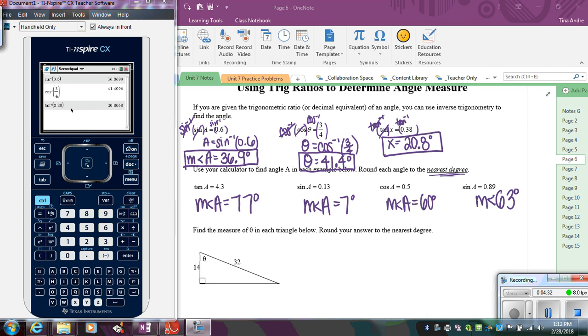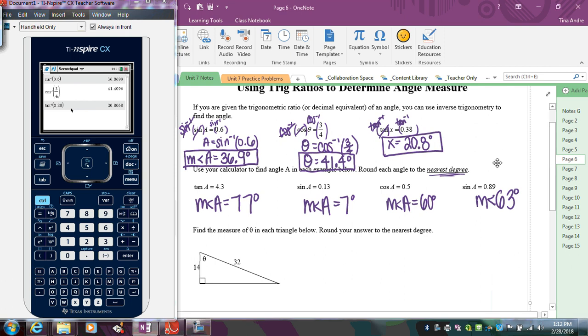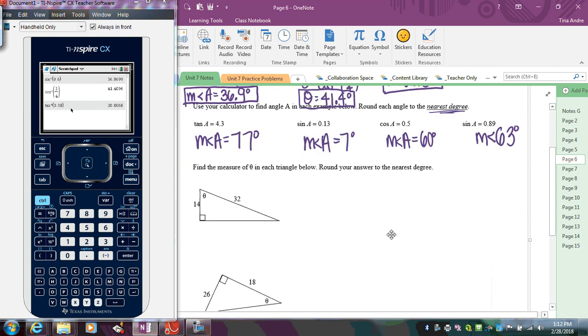So let's look at how this actually helps us in triangle situations. If we look at this first triangle picture here, notice my unknown is the angle this time.